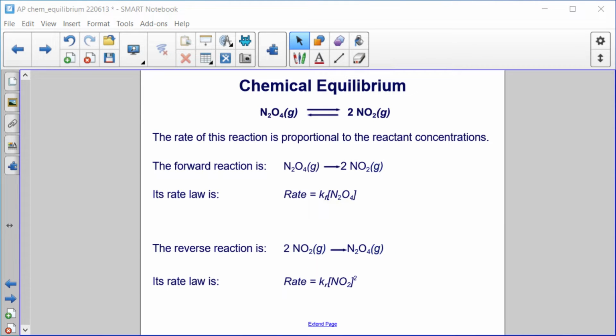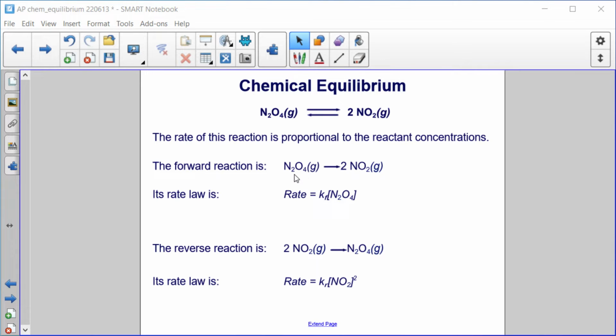Chemical equilibrium. All right, let's look at a reaction we've talked about previously, where we have N2O4 gas, colorless, and NO2 gas, which is a brown gas, and we have a dynamic equilibrium between the two gases. We have the forward reaction, where N2O4 is producing NO2, and the reverse reaction, where NO2 is producing N2O4. The rate of this reaction is proportional to the reactant concentrations.